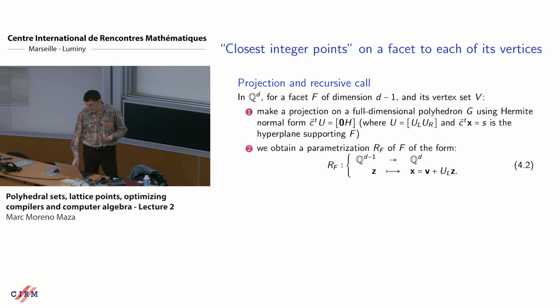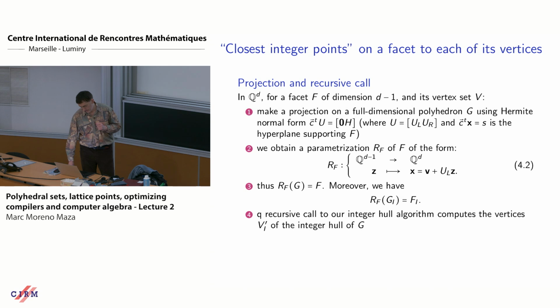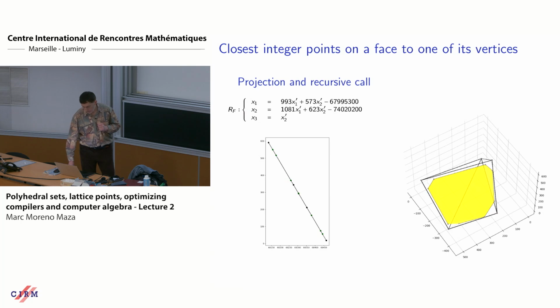And once we have the integer hull of that object in lower dimension, then we can easily deduce points that are close to a given vertex on that object. And so that gave us the opportunity to create some interesting pictures.